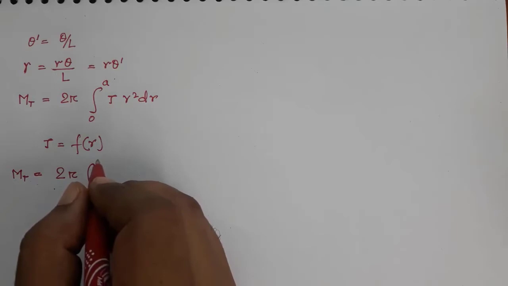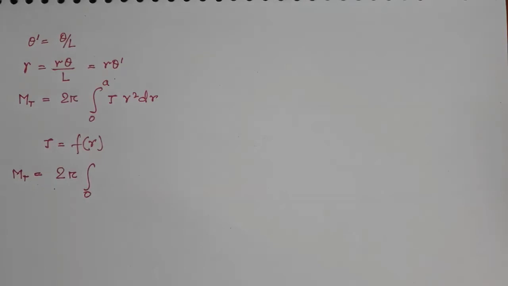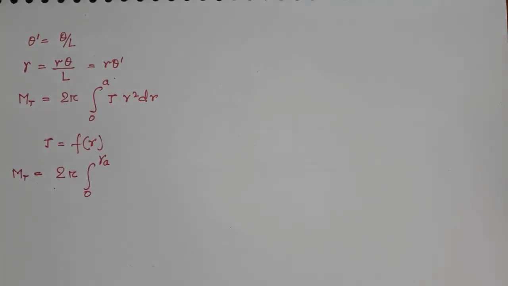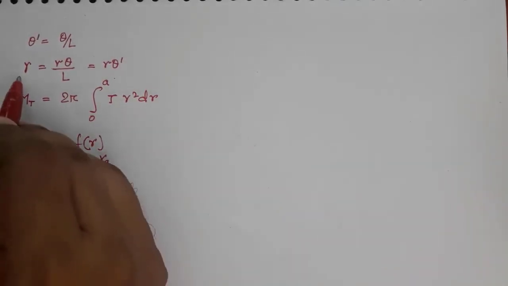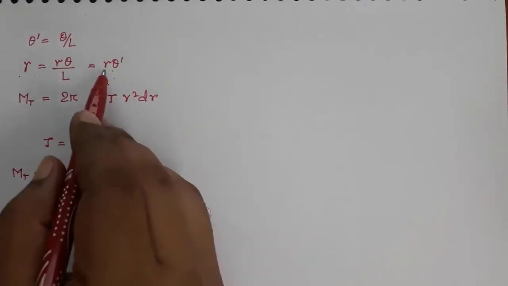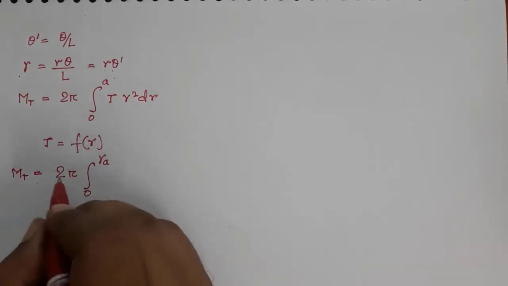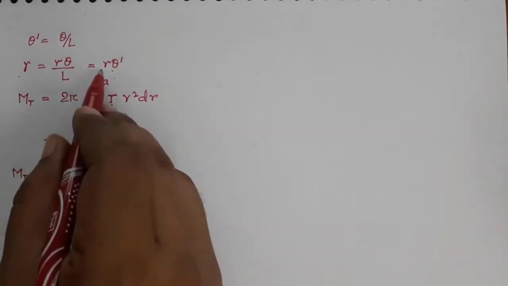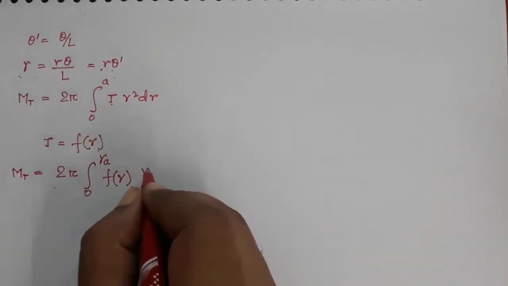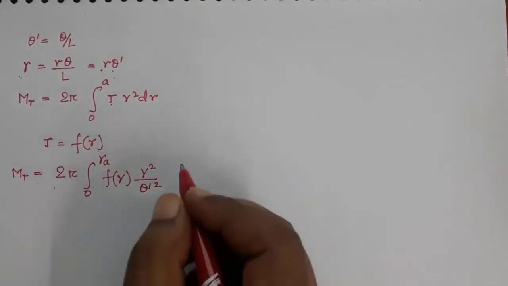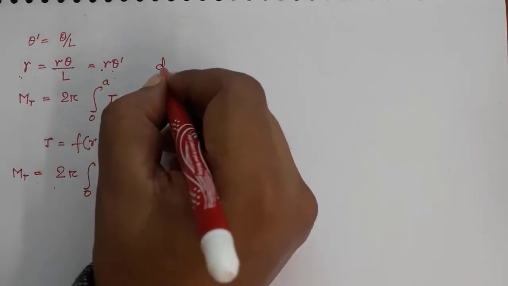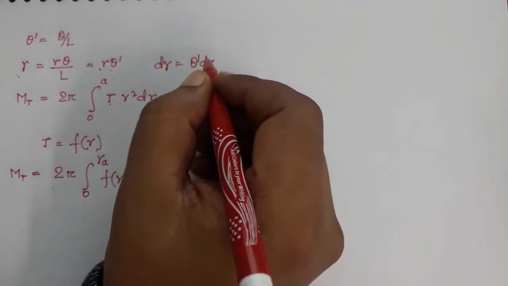So, this will become 0 to gamma A, because now we want to change everything to the gamma value and we are replacing the R value. So, we have to do it in terms of shear strain, and we will use this formula to change the limits, replacing R with gamma. So, now this will be 2 pi, and then tau will be replaced with f of gamma, and then we had r square dr. R will be gamma divided by theta dash, so it will become gamma square divided by theta dash square, and then we have dr. So, what can we do about dr? d gamma will be theta dash dr, right.